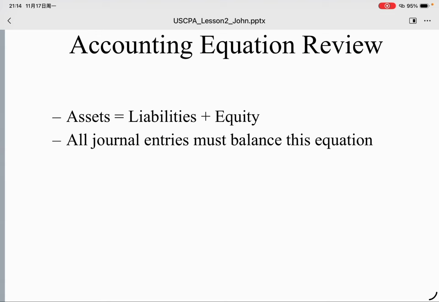Accounting equation review. Let's start with a quick warm-up. Remember the accounting equation? Assets equal liabilities plus equity. This equation is the law of accounting. Every journal entry must follow it. If your entry breaks this equation, your entry is wrong. So, keep this equation in your mind throughout the lesson.